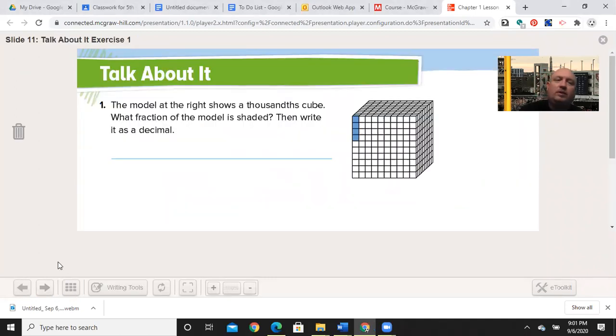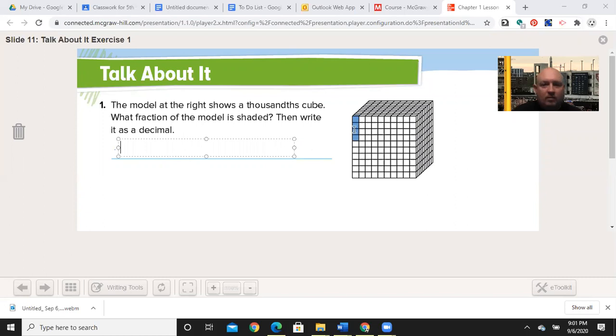Let's talk about something here. The model on the right shows a thousandths cube. Notice the THS at the end. So that tells us we're working with a number less than 1. What fraction of the model is shaded? Write it as a decimal. So what would you write this as? Okay, let's get the annotate tool. Sorry, I want the text box.